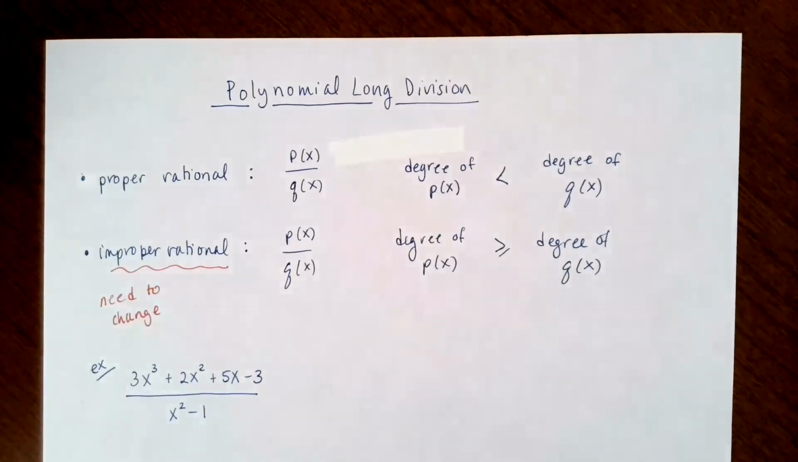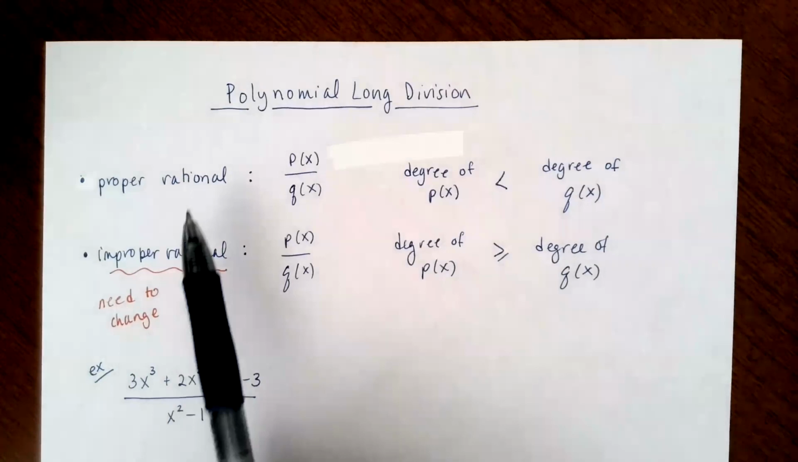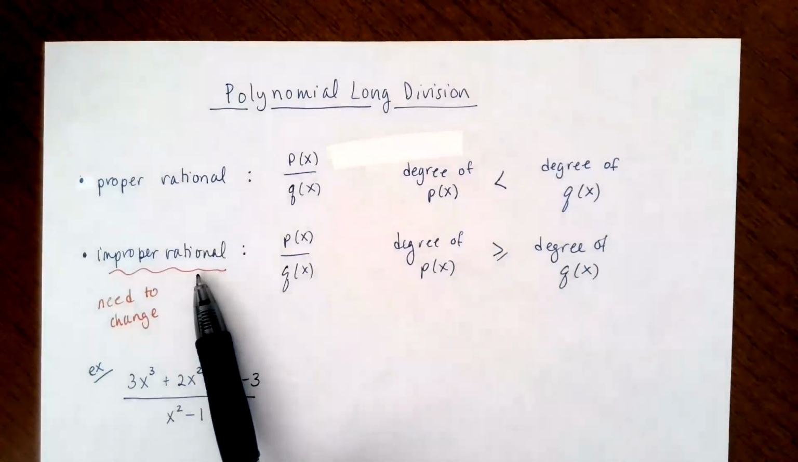Let's talk about polynomial long division. Before we do the example at the bottom of your screen here, I just want to look at the top and explain when you need to do this and why. So first, the difference between a proper rational function and an improper rational.